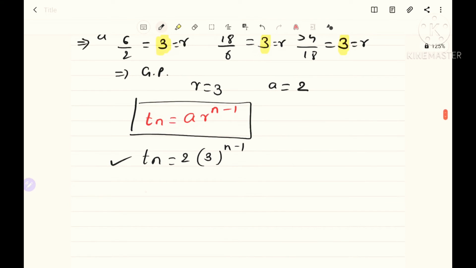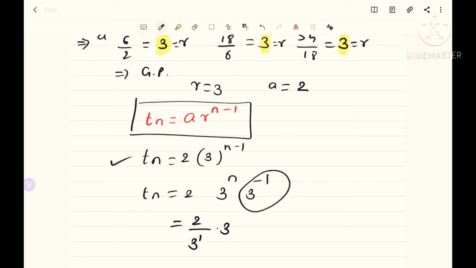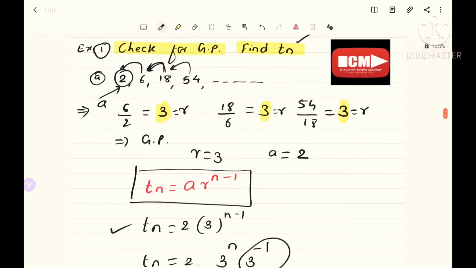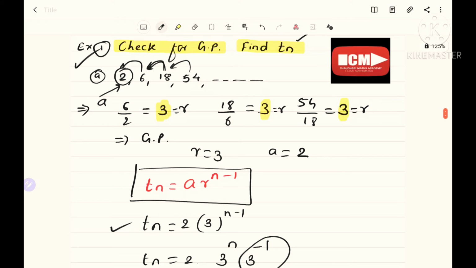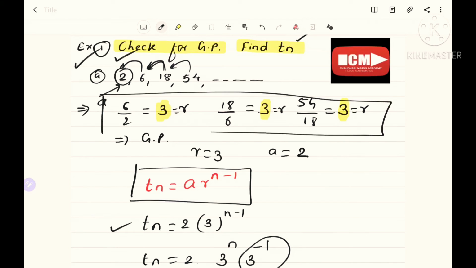If you want, you can keep this as it is, or you can simplify it further. I'm keeping this 2 as it is. By the laws of indices, you can split it as 3 raised to n, 3 raised to minus 1. Then this is twice of, if you shift this 3 raised to minus 1 into the denominator, it becomes 3 raised to 1, times 3 raised to n. This is nothing but the nth term of the geometric progression. So this is example number 1, in which we checked whether the given sequence is in geometric progression or not, and it is in geometric progression.